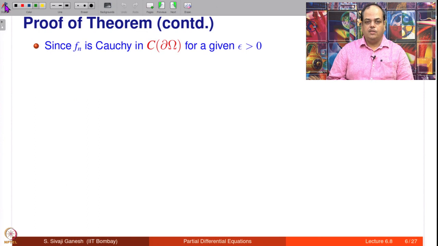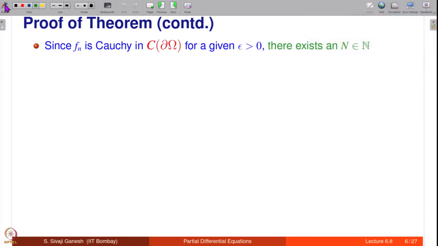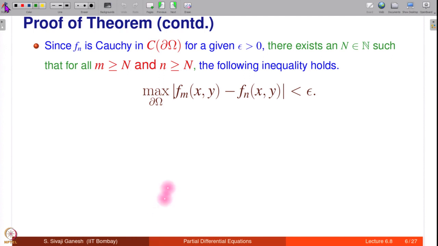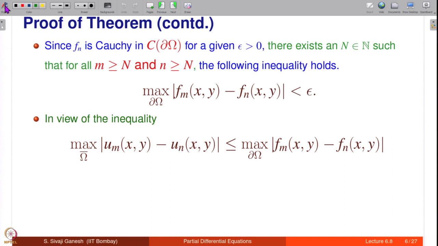Since fn is Cauchy in C of boundary of omega, for a given epsilon you can find a capital N such that this can be made less than epsilon whenever m and n are bigger than or equal to this N. This is the definition of a Cauchy sequence. In view of the inequality that we have written down on the last slide, which is coming from the stability estimate, we have this. Now, in view of this, the maximum over omega closure of mod um minus un is also less than or equal to epsilon, in fact less than epsilon, for every m and n bigger than or equal to N.